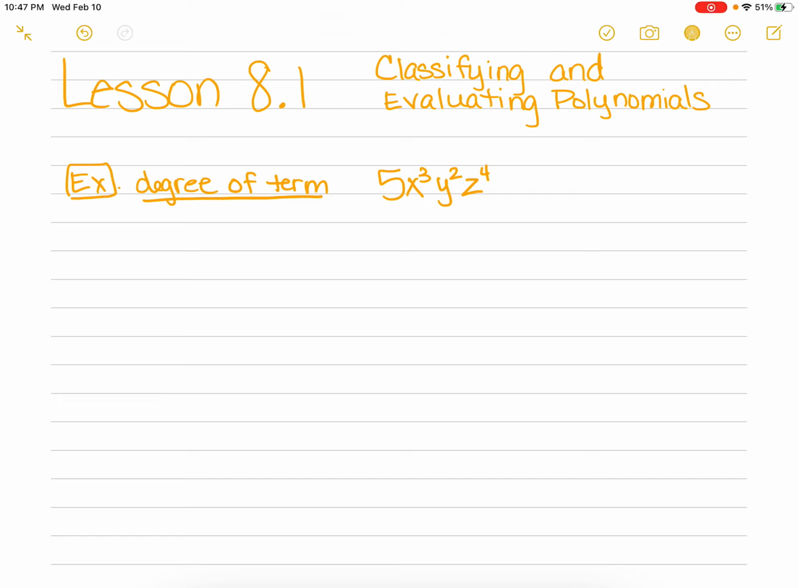So the degree of the term is just taking each of the exponents and adding them up. So we have 3 plus 2 plus 4. So my degree is 9.